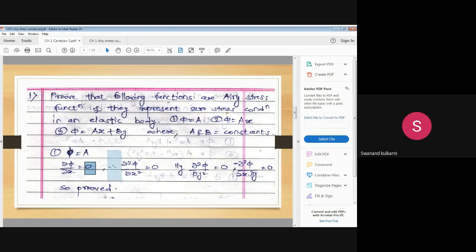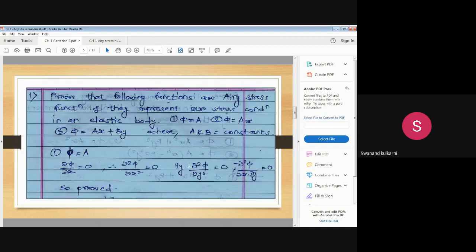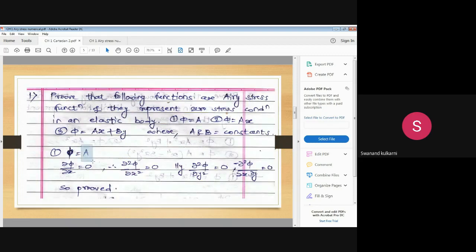Definitely its second differentiation is also 0, and ∂²φ/∂x², that is nothing but σyy. Already we have defined ∂²φ/∂x² as σyy. So that represents that the stress along the y direction is equal to 0 when the potential function is a constant function. Is it okay?